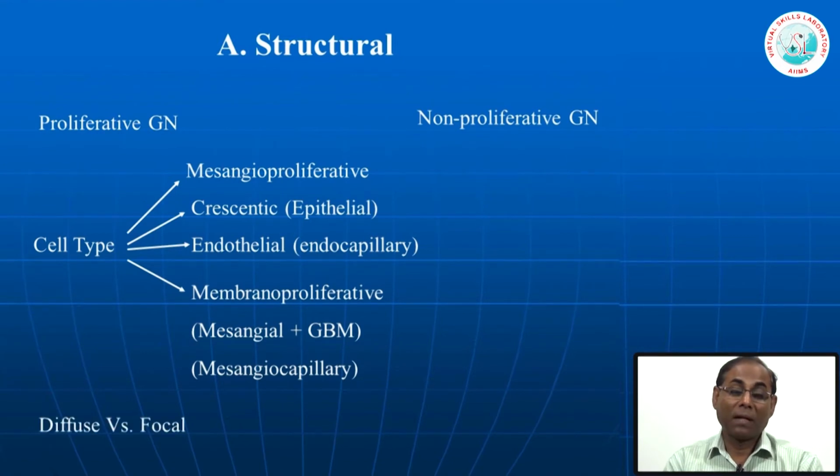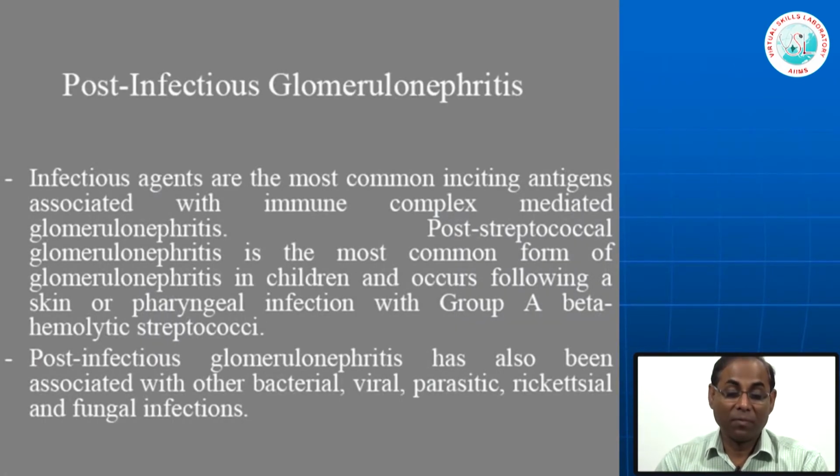Now, we come to another very important one, post-infective glomerulonephritis. Here the infectious agents are the most common inciting antigen associated with immune complex mediated glomerulonephritis. Post-streptococcal glomerulonephritis is the most common form of glomerulonephritis in children, and it occurs following a skin or pharyngeal infection with group A beta hemolytic streptococci. Post-streptococcal is the commonest, but I have used the term post-infectious glomerulonephritis, so it includes streptococcus along with other infections.